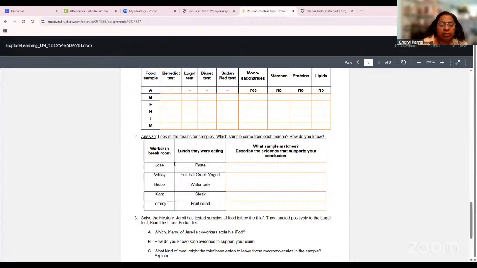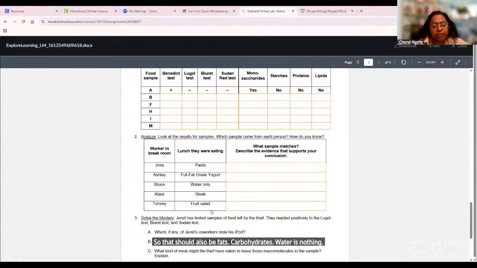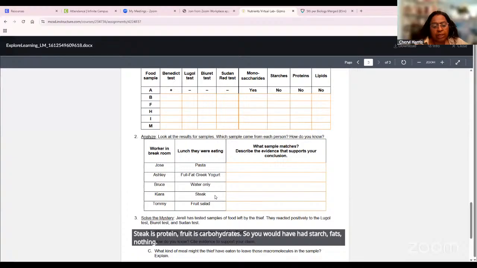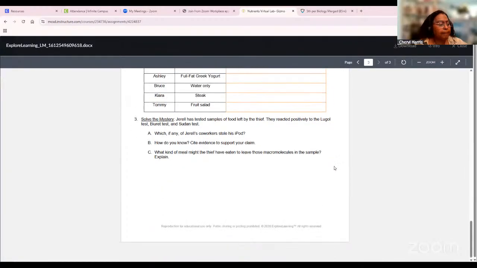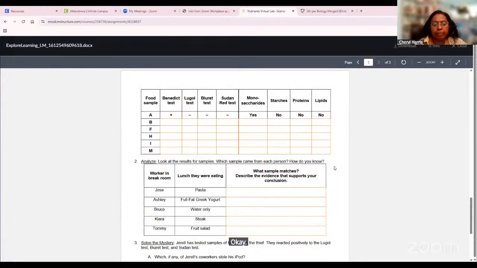All right, so pasta should be starch. Greek yogurt is a dairy product, so that should be fats. Carbohydrates, water is nothing, steak is protein, fruit is carbohydrates. So for number two you would have had starch, fats, nothing, protein, and carbohydrates. Okay. All righty.